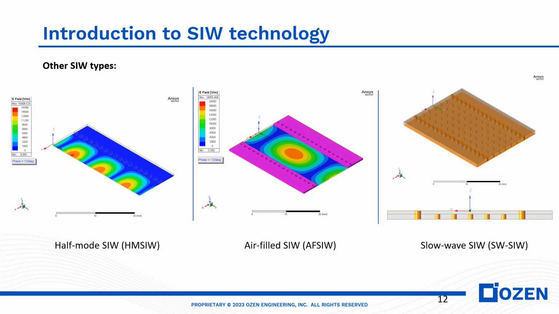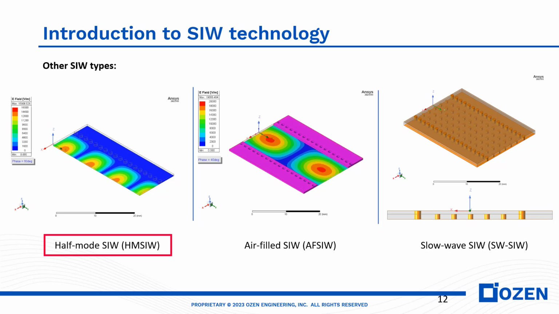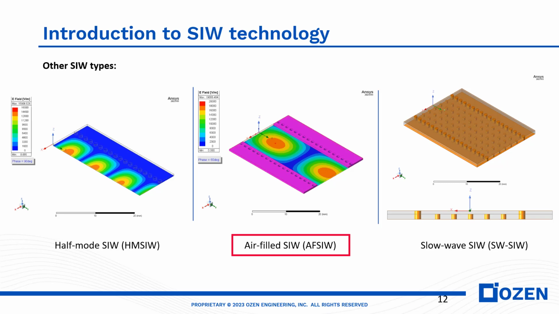Some other types of substrate integrated waveguides are shown here. The first one is the half-mode SIW, which is a standard SIW cut in half to reduce the size. Here we talk about the TE050 mode instead of the TE10 mode. Second, we have air-filled SIWs, which replace the substrate with air as the dielectric material between the top and bottom metallic layers. This results in reduced loss and improved performance, but it increases the waveguide size compared to traditional SIWs.